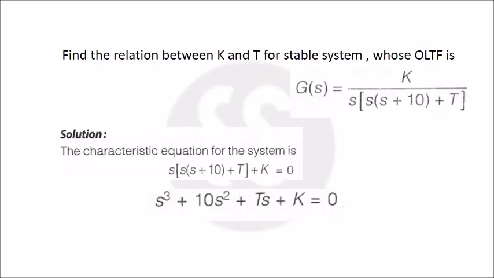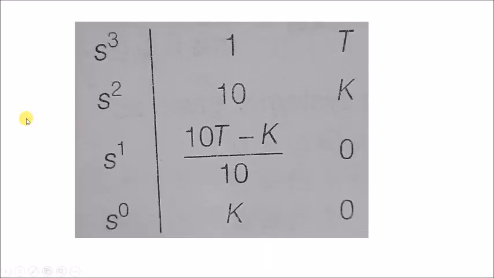So from this characteristic equation, the table will be like this: s cubed, s squared, s to the power 1 and s to the power 0, and we have 1, t plus 10, k. Then multiplying this with this minus this with this, divided by this, which ultimately results in (10t minus k) divided by 10, and these two become 0 because there are no other terms here. Then multiply this with this and divide by this, so it becomes 0, and we have no term over here, so it becomes 0 also.